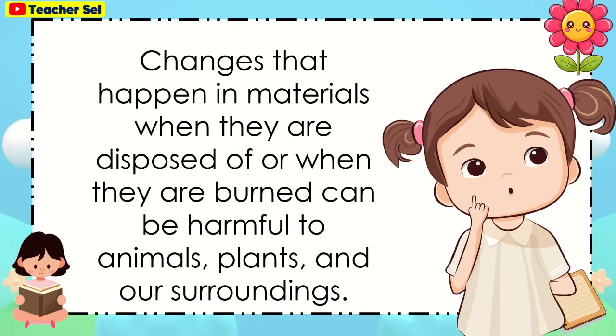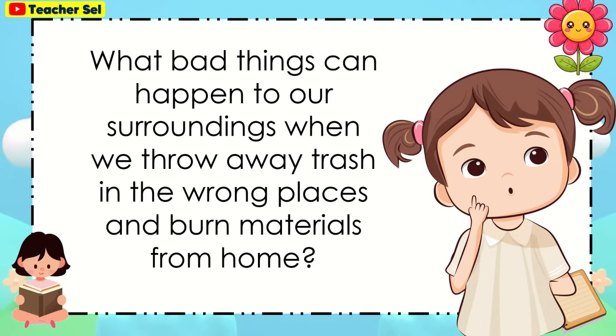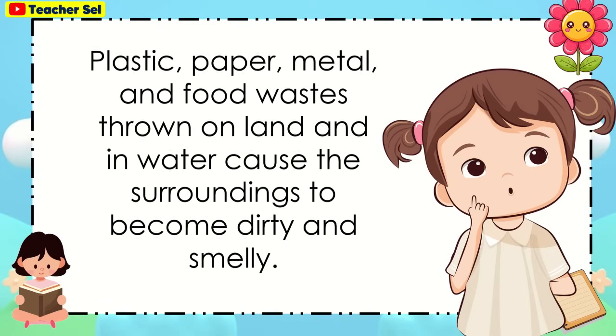Changes that happen in materials when they are disposed of or when they are burned can be harmful to animals, plants, and our surroundings. What bad things can happen to our surroundings when we throw away trash in the wrong places and burn materials from home? Plastic, paper, metal, and food waste thrown on land and in water cause the surroundings to become dirty and smelly.